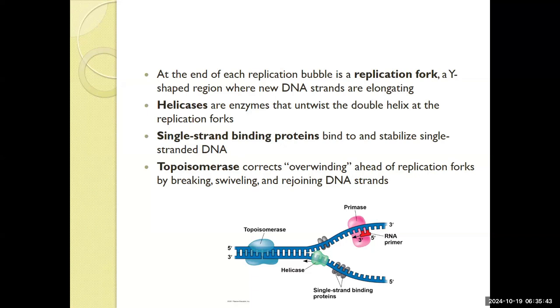Enzymes such as helicase and topoisomerase will assist. The helicase untwists and separates the DNA double helix. Topoisomerase corrects overwinding at the other side of the replication fork. Once open, single-stranded binding proteins will bind and stabilize the single-stranded DNA so they don't collapse in and reseal.